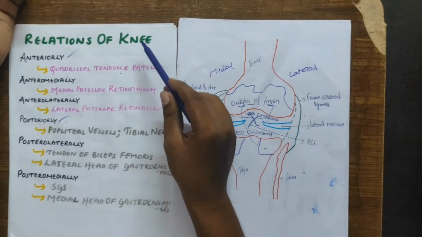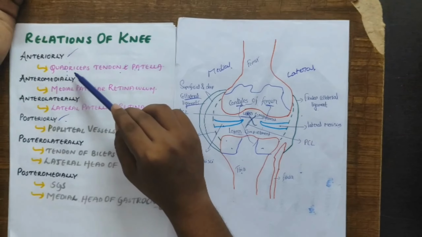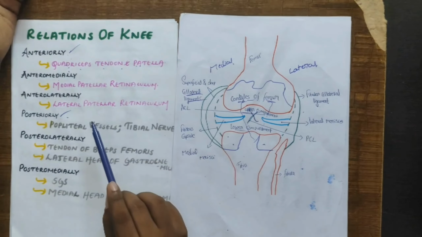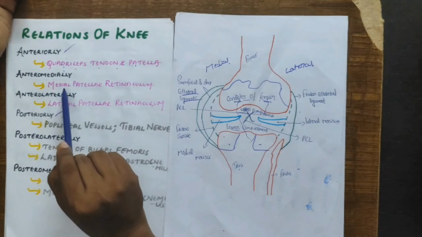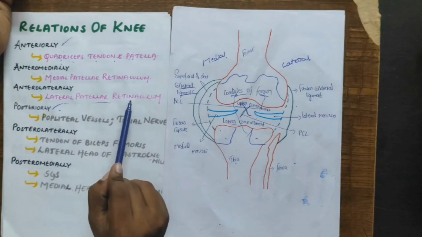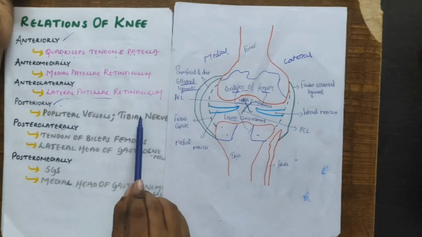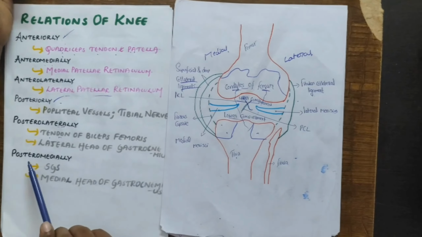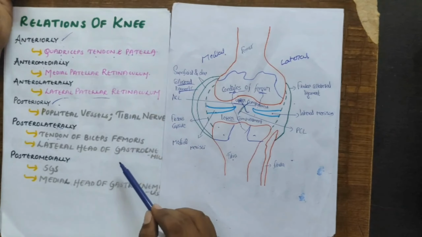Coming to the relations of the knee joint, there are anterior and posterior relations. Anteriorly, quadriceps tendon and patella. Posteriorly, popliteal vessels and tibial nerve. Anteromedially, medial patellar retinaculum; anterolaterally, lateral patellar retinaculum. Posterolaterally, tendon of biceps and lateral head of gastrocnemius, and posteromedially, medial head of gastrocnemius. This is all about the relations of the knee joint.